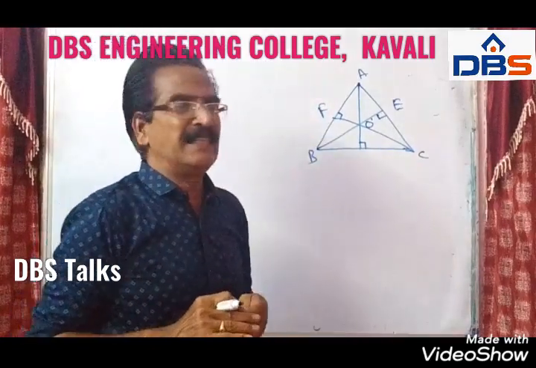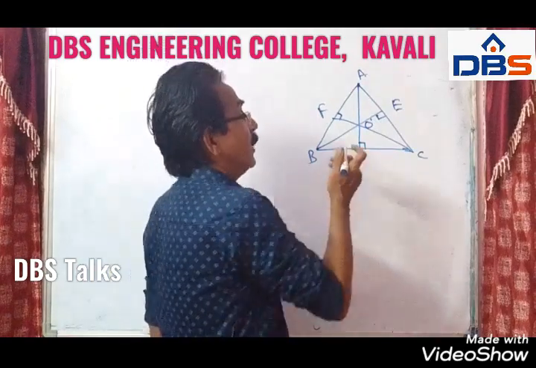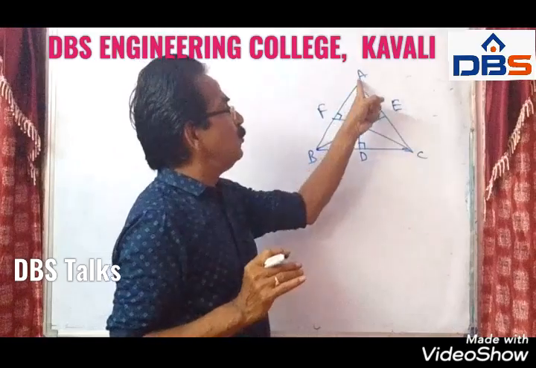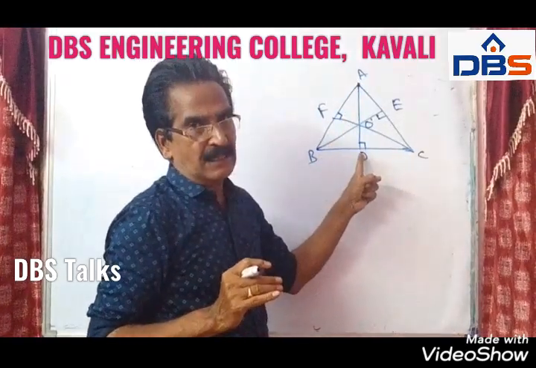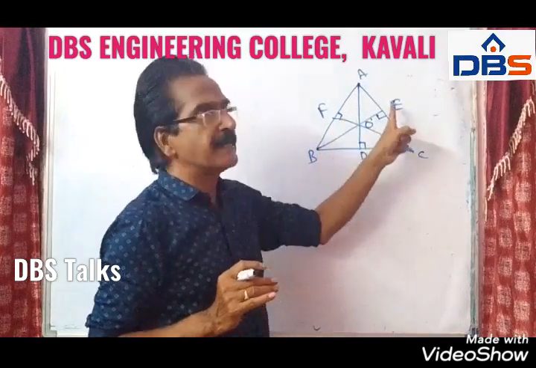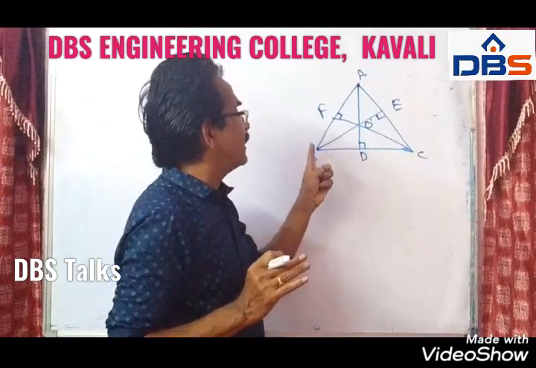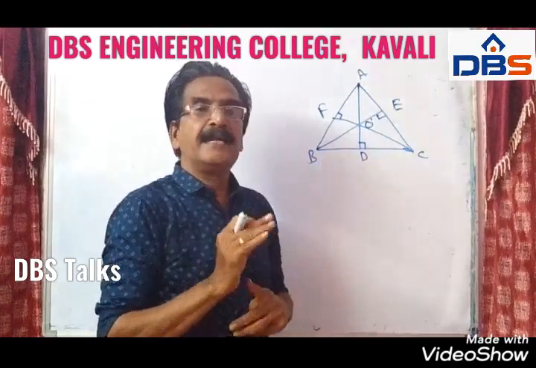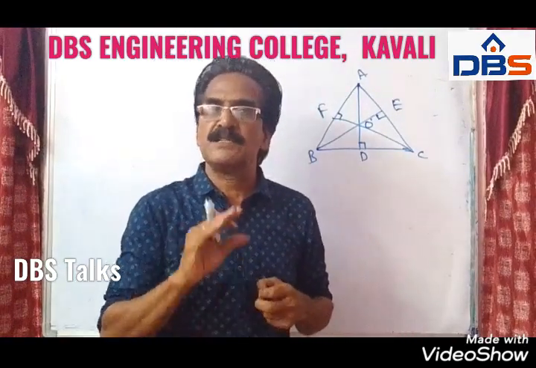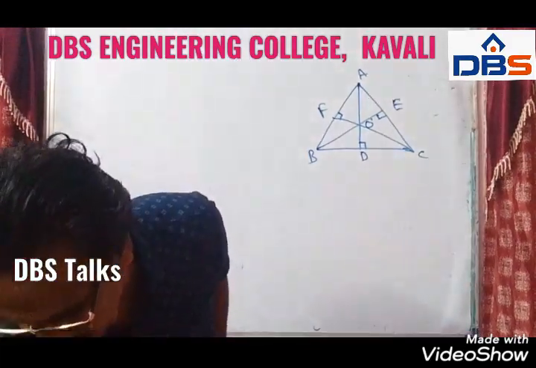So orthocenter is not that easy, friends. You have to find at least two equations of two altitudes. You have to find at least AD and BE. So first you have to find the equation of AD, then the equation of BE, and by solving those two equations, you will get the orthocenter. I shall take one problem.